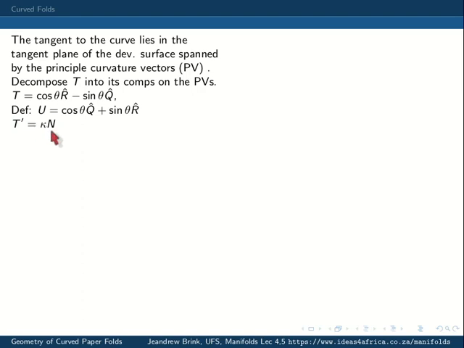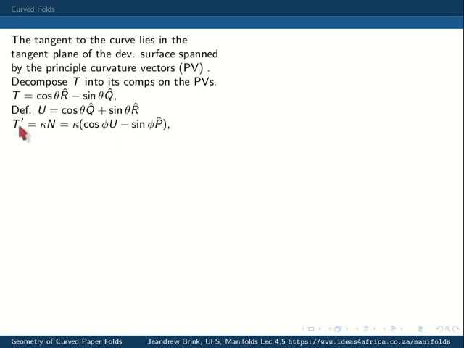It's just the Serret formula from the Serret formulas. And then what we're going to do now is express n in terms of cos phi u minus sine phi p hat. How do we get that?